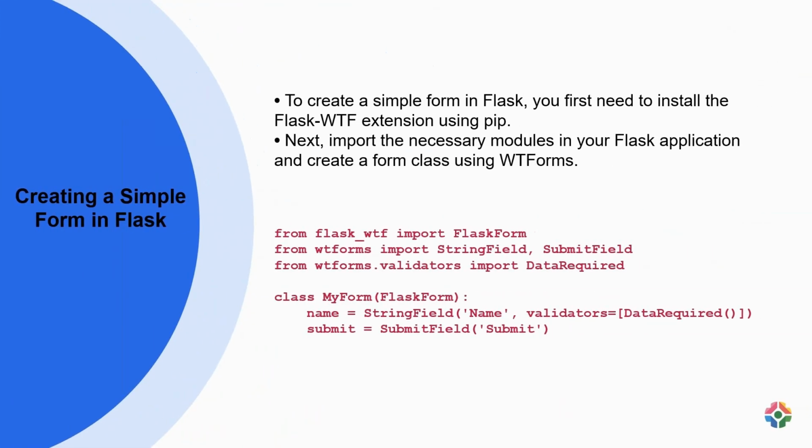To create a simple form in Flask, start by installing Flask-WTF using pip. Then, in your Flask application, import the required modules such as FlaskForm, StringField, SubmitField, and DataRequired from WTForms. Create a form class, e.g., MyForm, by subclassing FlaskForm and defining form fields like StringField for name input and SubmitField for the submit button. Assign validators like DataRequired to ensure that the fields are filled out before submission. This form structure sets the foundation for building interactive web forms in Flask.